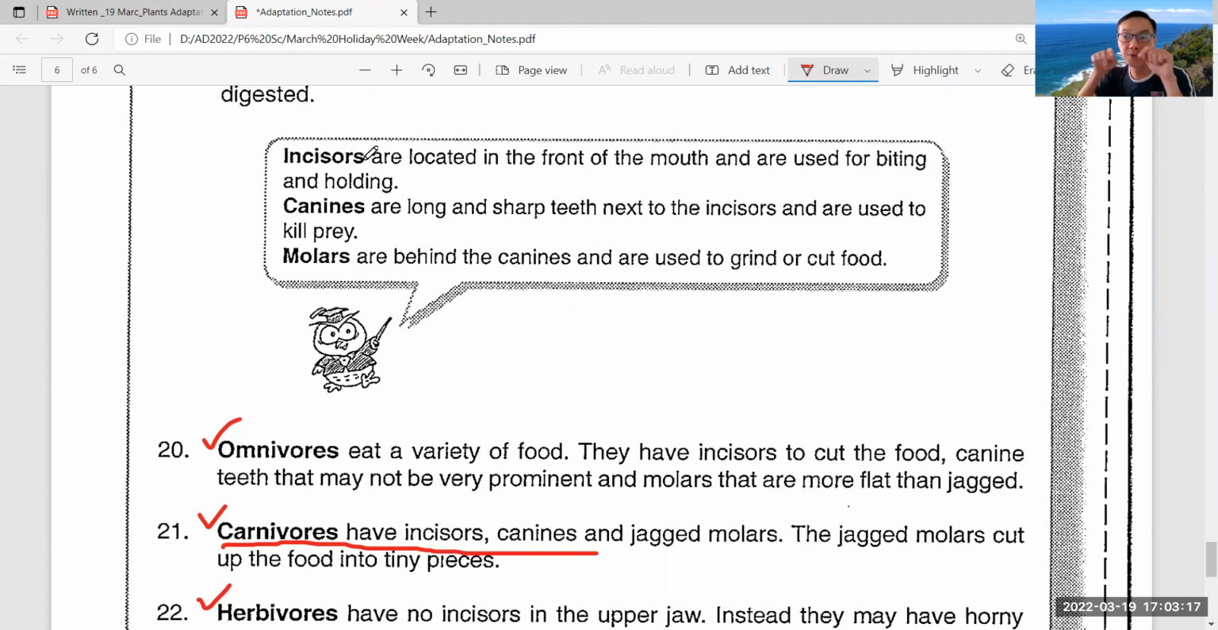So if you notice, carnivorous is the easiest to detect because they have sharp teeth, which are called incisors. They are located at the front, like the Dracula teeth, right? Or the jaguar has these very sharp front teeth at the front of the mouth. They are used for biting or holding on to the prey.